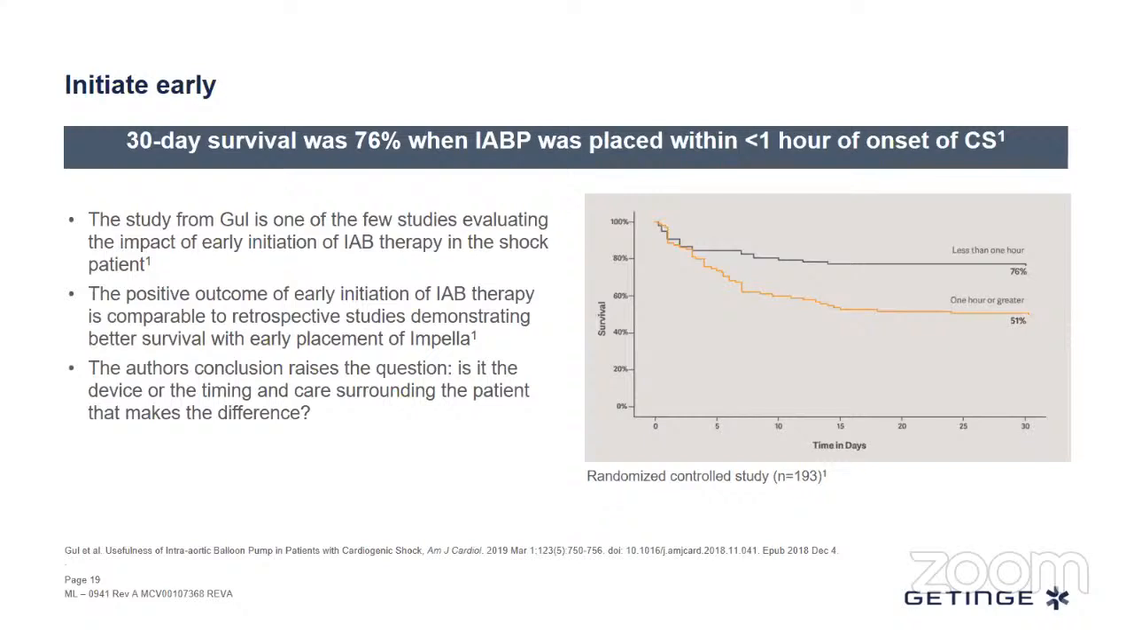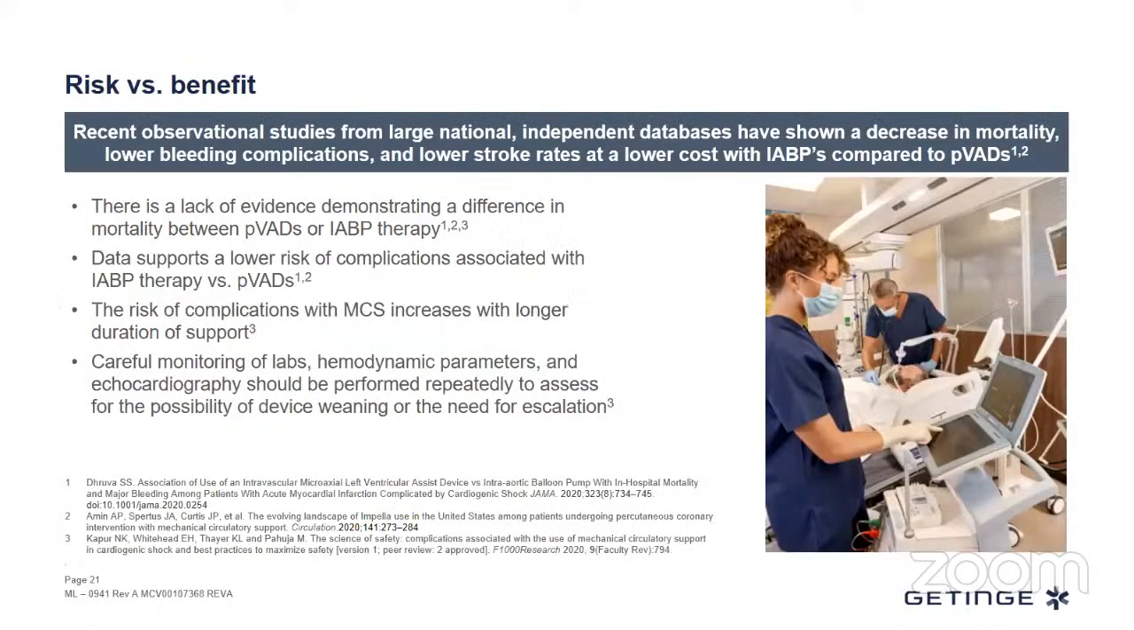And looking at earlier, they looked at the 30-day survival rate when balloon pumps were placed within the first hour of onset of shock. And the survival rate went up to 76%, which is significant. And this was true for both acute MI and acute heart failure patients. The authors' conclusion raised the question: is it the device, or the timing and care surrounding the patient, that makes the difference? A lot of studies are still going on.